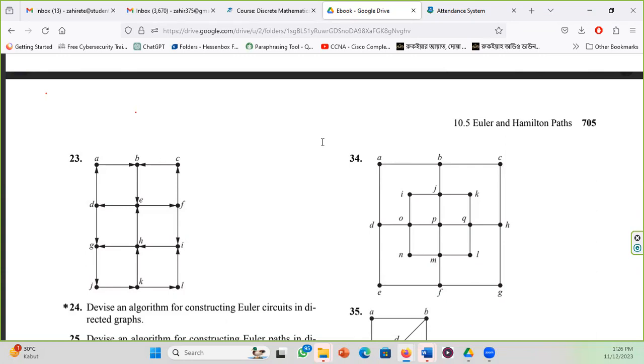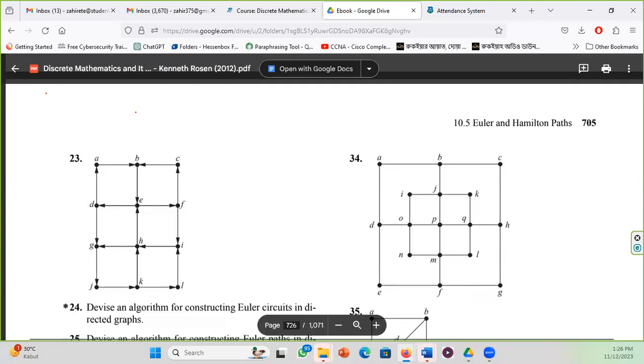The other one, in Euler: in an Euler circuit, you need to touch all the paths, not all the nodes. Okay. All the paths. That's the difference. You need to touch all the paths, and finish at the starting point. Okay. Clear? Yes, clear. Understood. Thank you, sir.